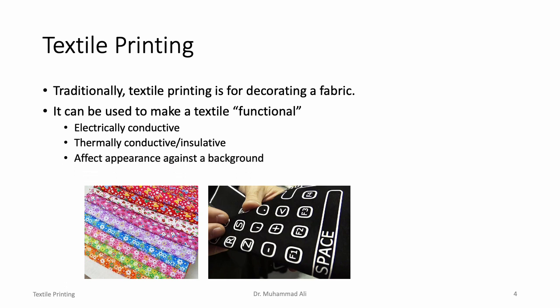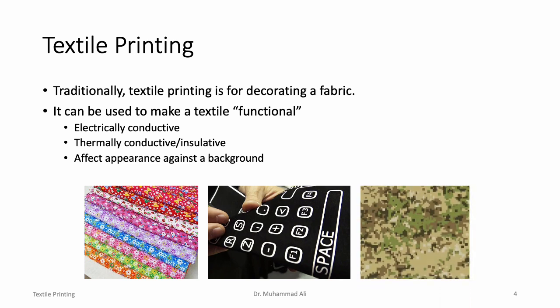The functionality can be in the form of changing the appearance against a background. Now, this is a very specific case of textile printing. This is the military camouflage. And there can be other end use requirements as well that we aim to achieve with printing. Let's have a look at the difference in the two possible end use requirements of a printed article. That's the aesthetics and the functionality.